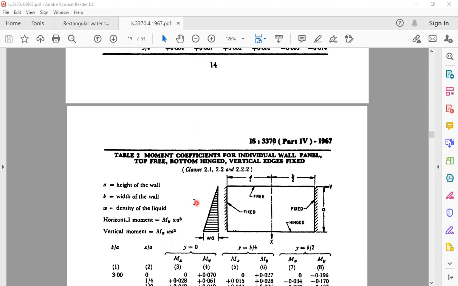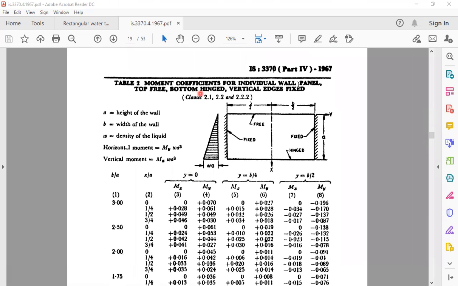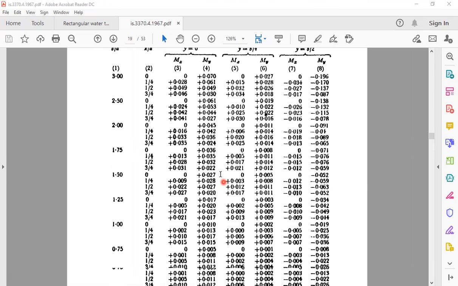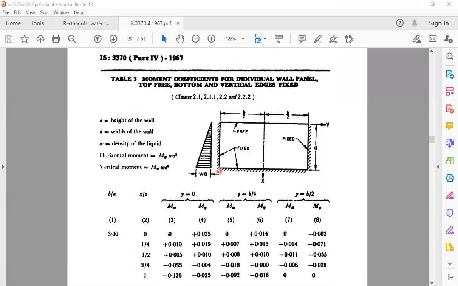So let's see another table here. Table 2 is the moment coefficient for individual wall panels, top free, bottom hinged, vertical edges fixed. So the only difference here is that the bottom is hinged as in the earlier case, but the top is free. That is the difference. And in the third table, we can see the top is free, the sides are fixed, and the bottom is also fixed. That is the difference. The remaining is the same.